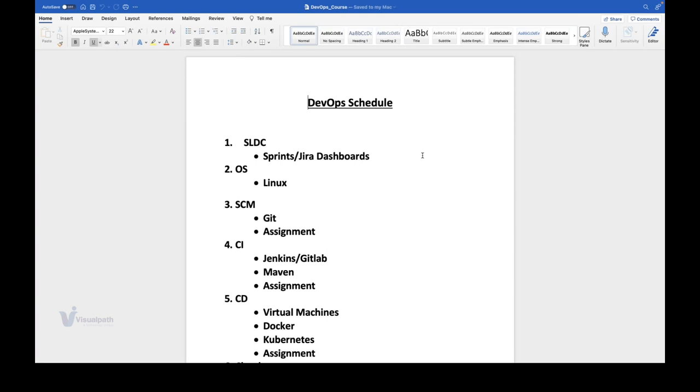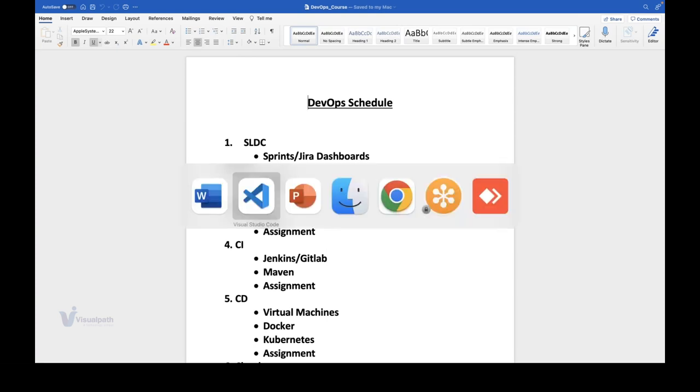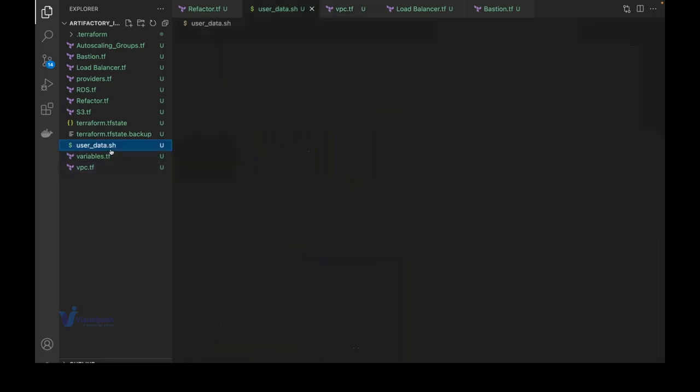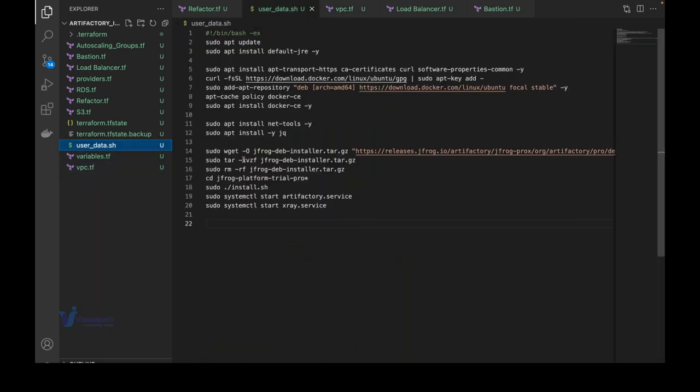Can we learn DevOps without coding knowledge? Come on, man. No, DevOps is not possible without coding, because automation means there will be coding. But will we be scripting? Trust me, there are some projects without scripting. My last project was purely on Terraform, and Terraform doesn't require any scripting. For JFrog, we used only shell script, but that too only for installation purposes. So you need not worry about that.